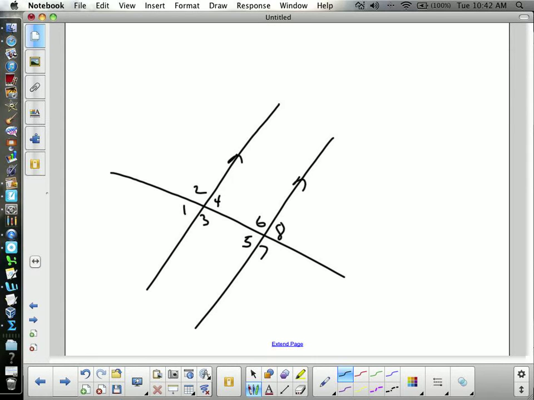Now, when you're naming those, if you just said 7 and 8, that would be wrong. Why? Angle 8, not just 8. You need the angle symbol because you're naming an angle. Don't just throw a number down. Actually give the symbol that goes with it. That's how picky we are.